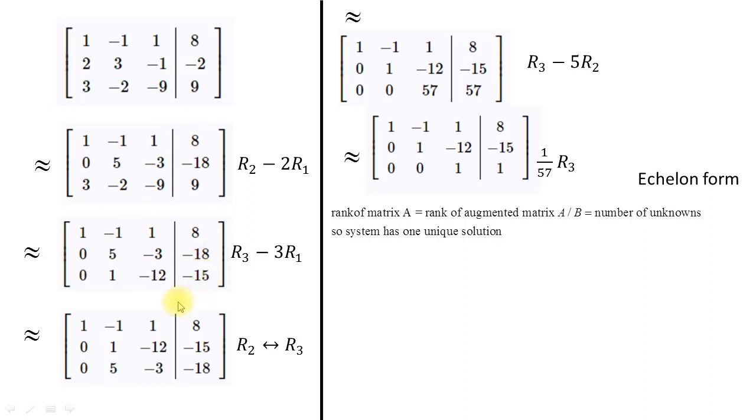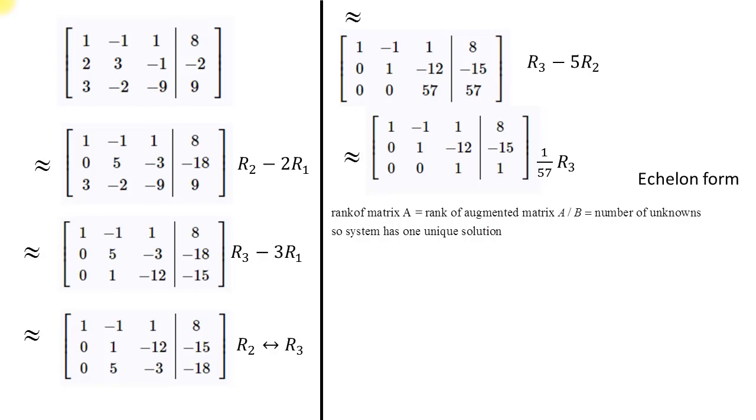Now for the echelon form, we need 1 on this diagonal. The leading non-zero entry will be 1 in each row. So in this diagonal we require 1, 1 and 1. For this purpose, interchange the first, second and third rows. We obtain the similar matrix: 1, minus 1, 1, 8; 0, 1, minus 12, minus 15; and 0, 5, minus 3, minus 18.